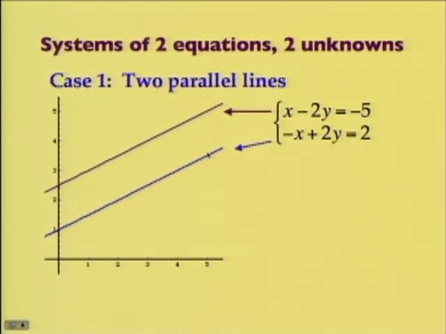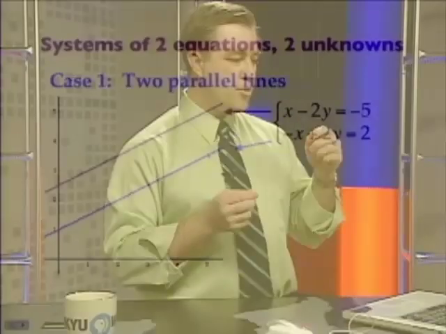Well, if those lines are parallel, you know what parallel means? It means they're not going to touch each other. And that means there's no point X and Y that satisfies both equations at the same time. So if that happens, you're not going to have a solution.